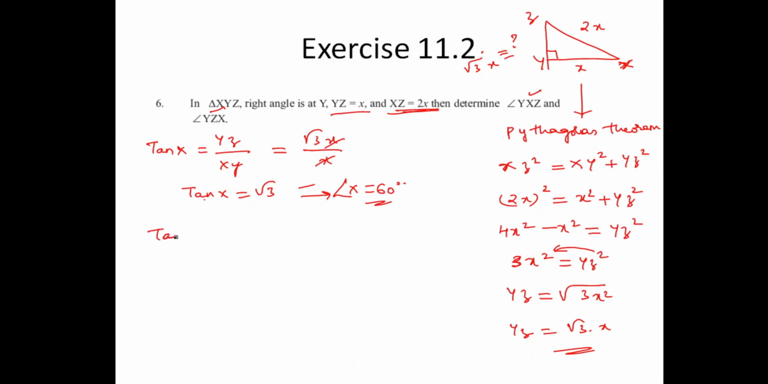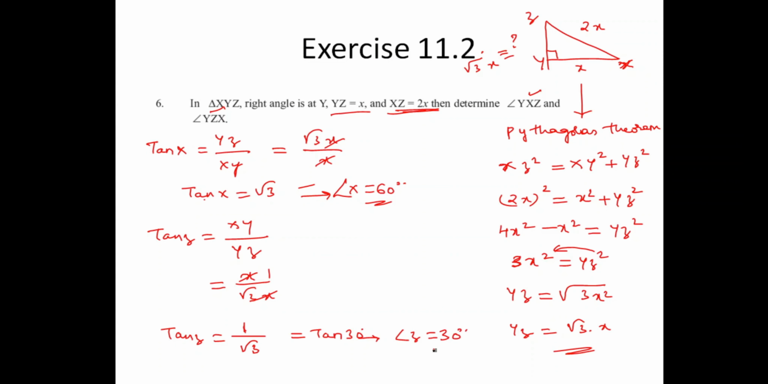Now you also need to find the value of Z. The angle X is 60 degrees. So let us find the angle Z. tan Z is equal to XY over YZ, so this is x by root 3x. So this cancels, and the answer of tan Z came out to be 1 by root 3. This is nothing but tan 30 degrees. So angle Z is equal to 30 degrees. So the required angles are: angle XYZ is equal to 60 degrees, and the other angle, angle XZY, is equal to 30 degrees, which are your required answers.